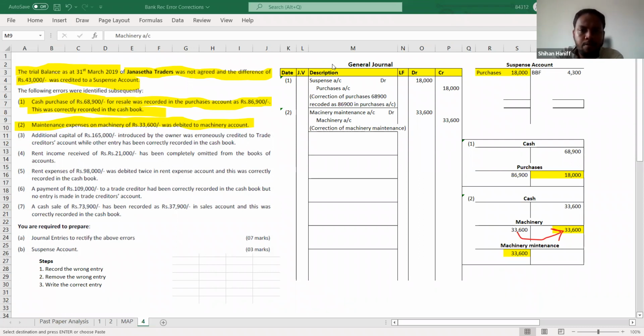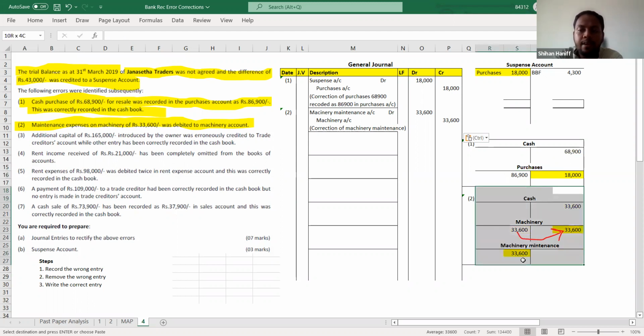There is a question. So why do we record some entries in suspense account? Suspense account comes if there is a difference in debit and credit. If there is a difference in debit and credit, only then suspense account comes. Otherwise, if there is no difference in the debit and credit side of the transactions or trial balance, we don't need a suspense account. See, first one, there is a difference. Cash credited 68,900, purchases debited 86,900. So there is a difference. That's why the difference goes to suspense account.